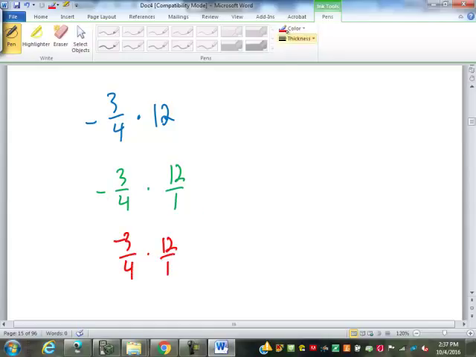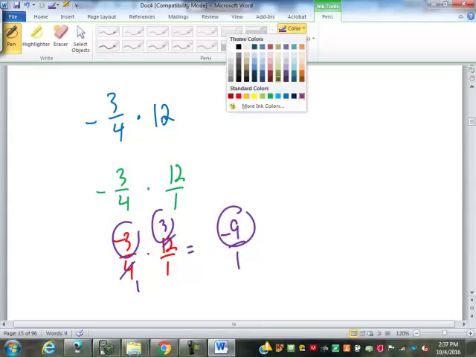The reason it would be easier is because that 4 is going to cross cancel out. 4 and 12 both divide by 4 to give me 1 and 3. So now I have negative 3 times 3 is negative 9. So negative 9 over 1, or just negative 9, is my answer.